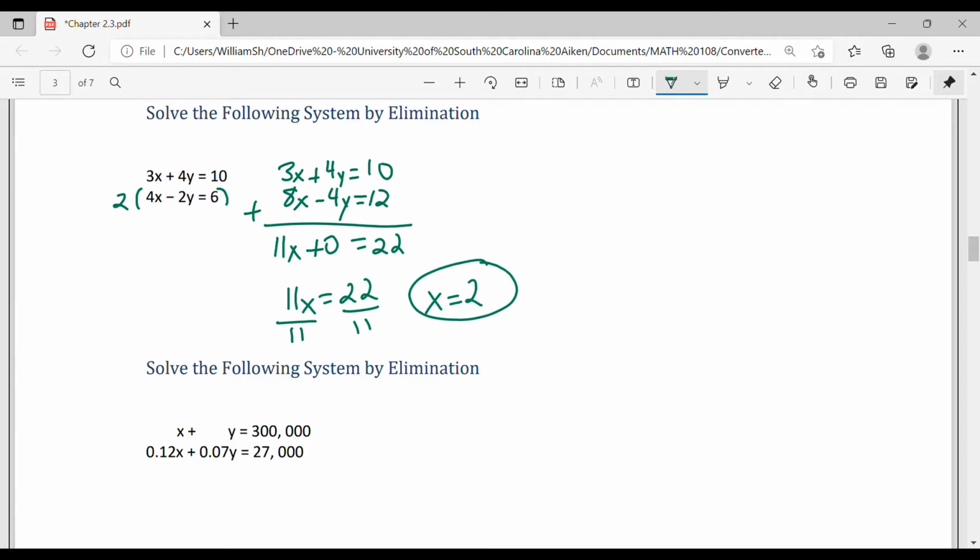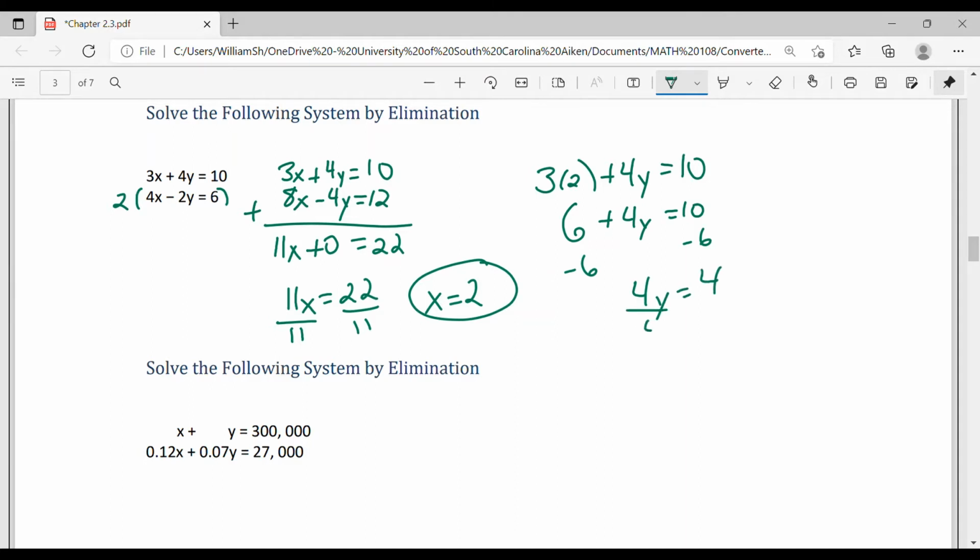And now that I know x equals 2, I can plug that 2 back into any of these original equations and find out what my y equals. So 3 times 2 plus 4y equals 10. 3 times 2 is 6. So I get 6 plus 4y equals 10. I subtract 6. I get 4y equals 4. Divide by 4. And y equals 1. And it's that simple. That's simple, guys.